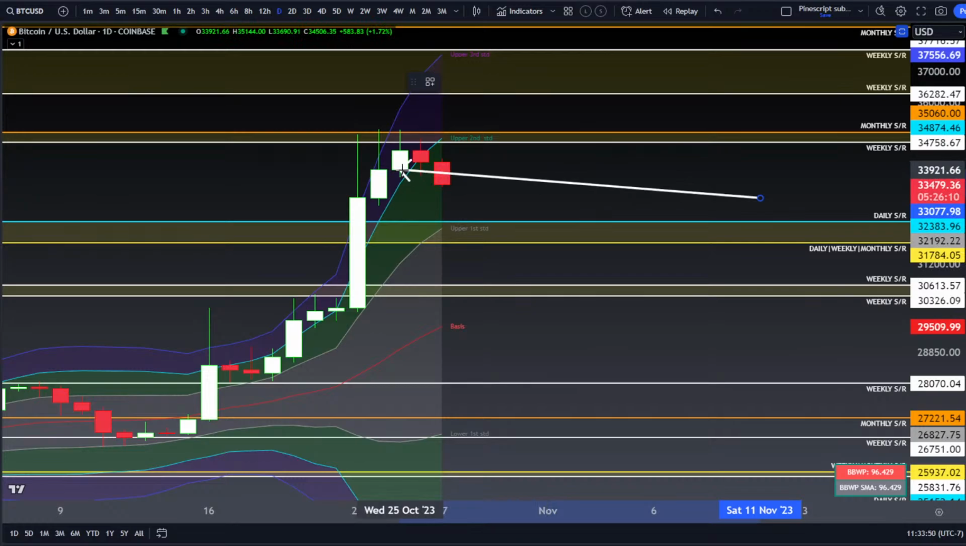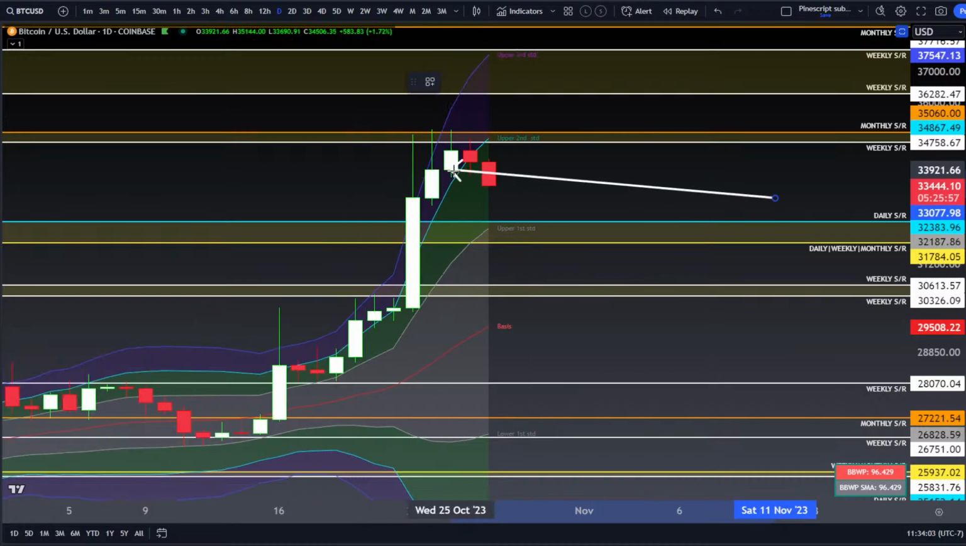open of this candle here that basically started to put in the high. So the open here is just about $34,000. And I'm going to show you in a little bit that that's also the range point of control for volume in terms of the most traded level up here.